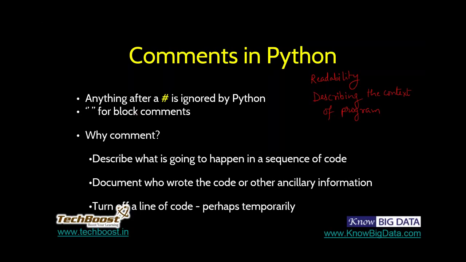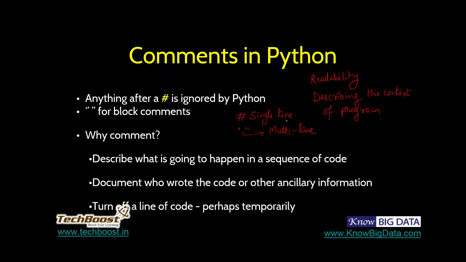All right, so let's see. Anything after a hash is ignored by Python. As I said, it does not get processed. It gets ignored by Python while executing. So anything you see following a hash is called a comment. This hash is used for a single line comment, and the double quotes, or the string type, is used for multi-line comments. So whatever you type in between the quotes is a multi-line comment. All right.